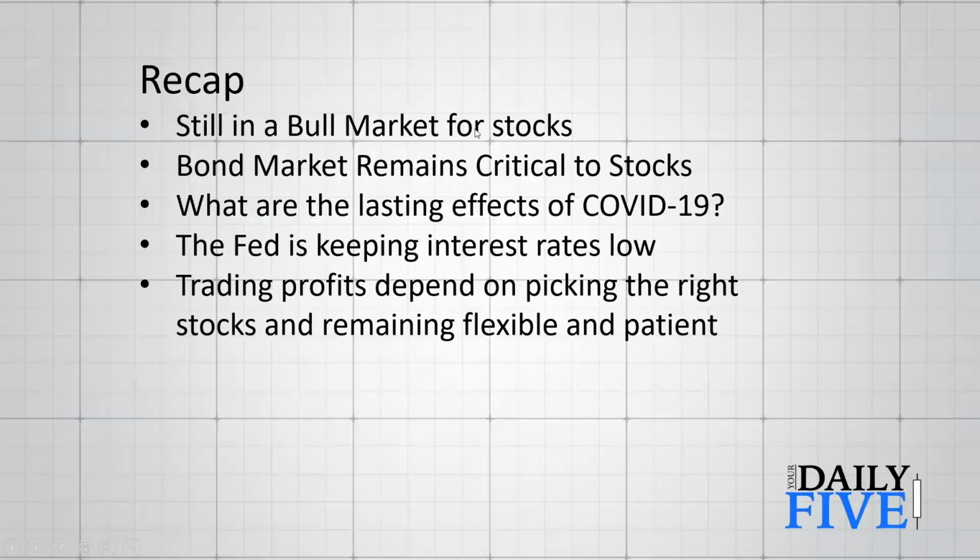So let's recap. We're still in a bull market for stocks. The Fed keeps pumping money into the banking system. Even though the bond market is getting a little jittery, the advance-decline line keeps telling us, yes, we're in a bull market. The bond market is critical. If you get above 1.25 or 1.5 on the 10-year note, I'm not sure what happens then. It could be very difficult for stocks to keep rolling further at that time.